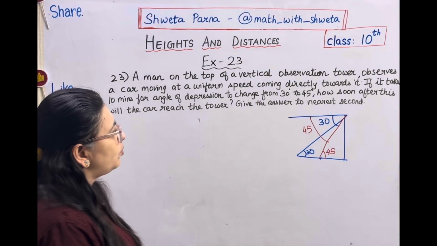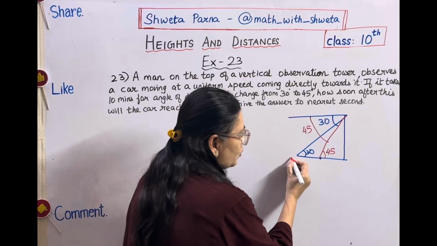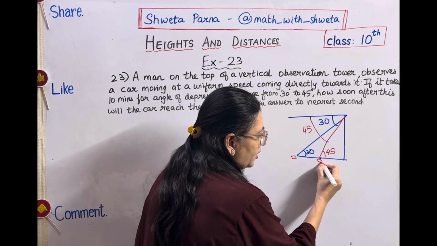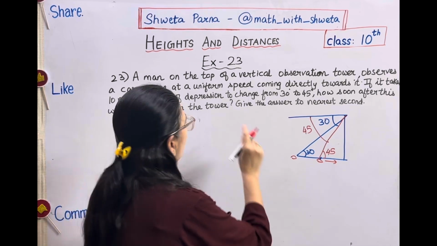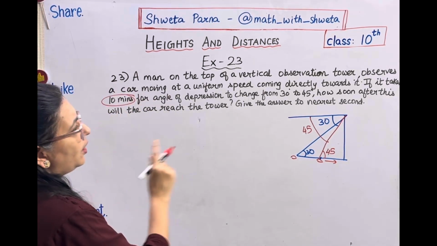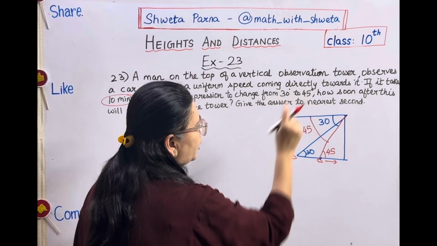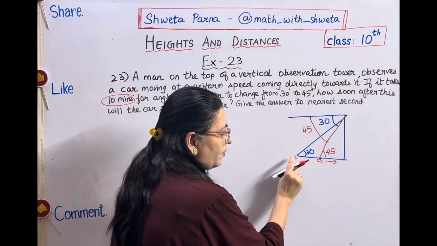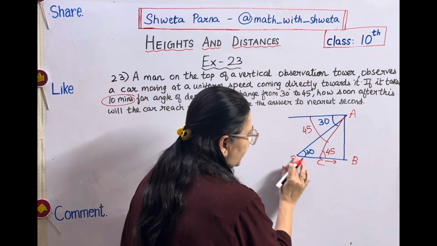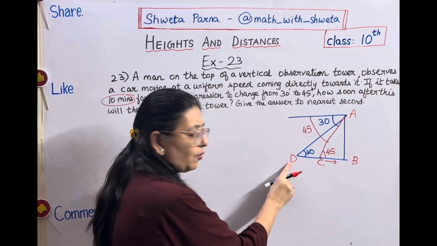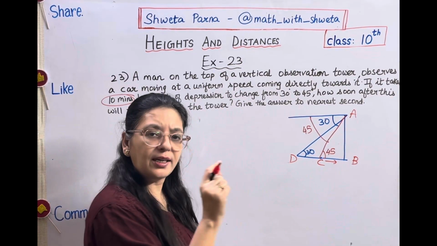How soon after this will the car reach the tower? Car was over here. It came till here. Now how long will it take for the car to reach the tower? Now what information is given to you? If it takes 10 minutes for the angle of depression to change from 30 degree to 45 degree, that means when a car was, say this is A, B, C and this is D. When the car was at point D, it took 10 minutes to reach point C.